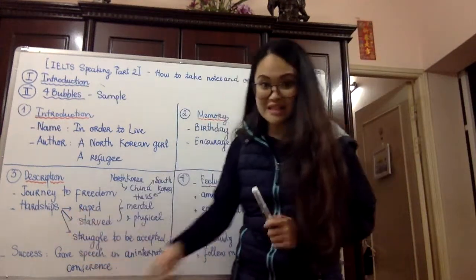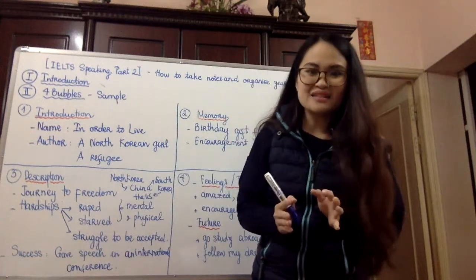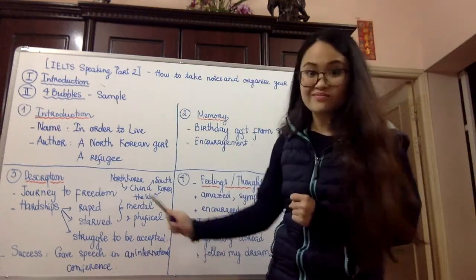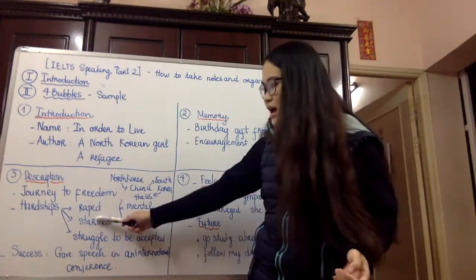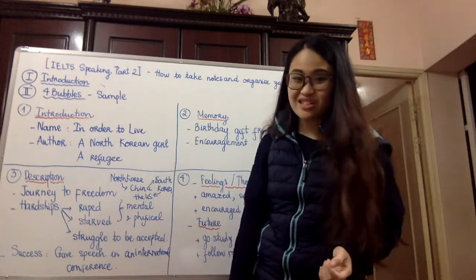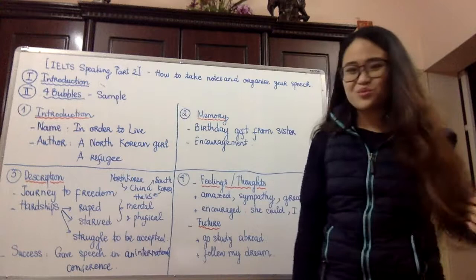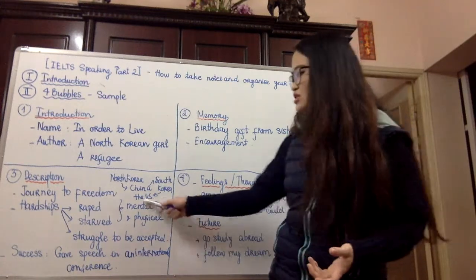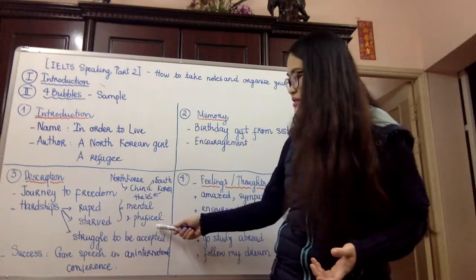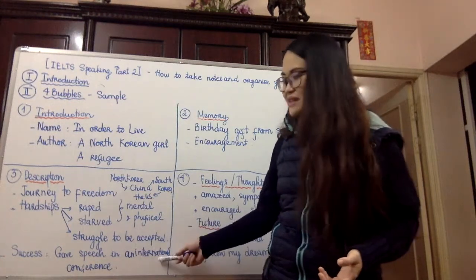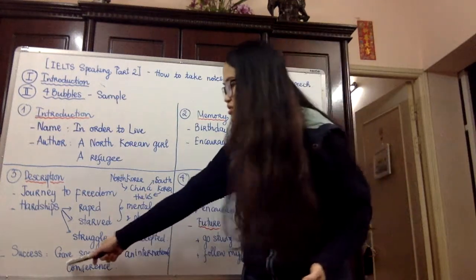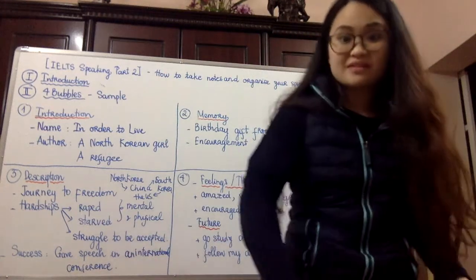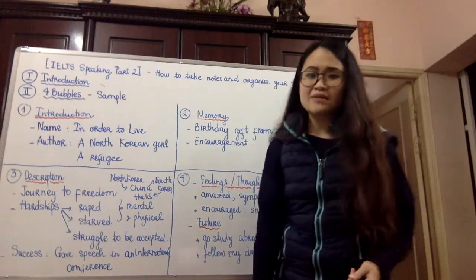The main topic of the book is the hardship that she had to encounter in her journey: how she was raped, how she starved, and how she struggled to be accepted in South Korea. She had hardship in mental and physical aspects. After that came her success. She already gave a speech at an international conference that I think many people have seen.